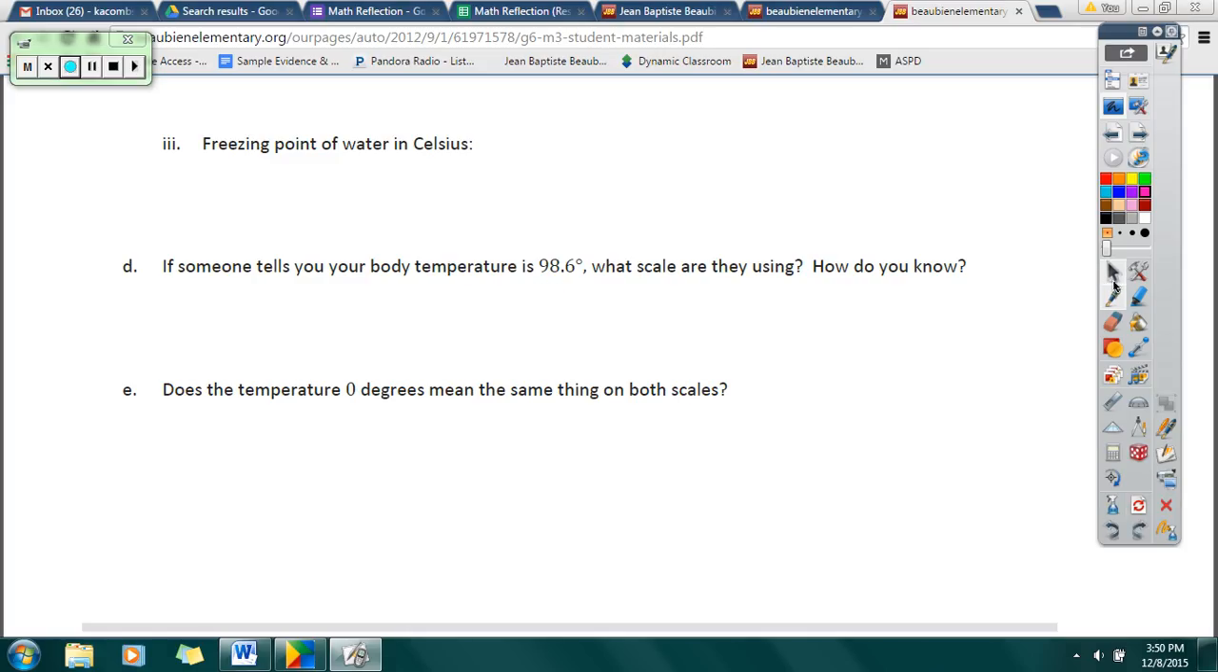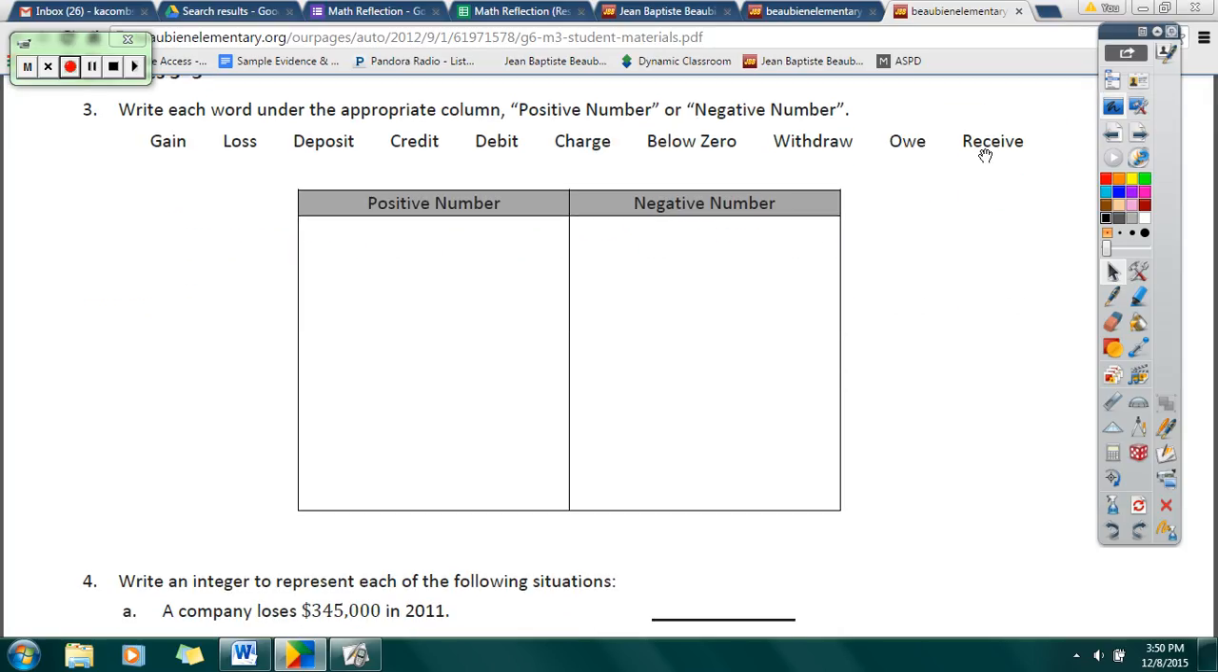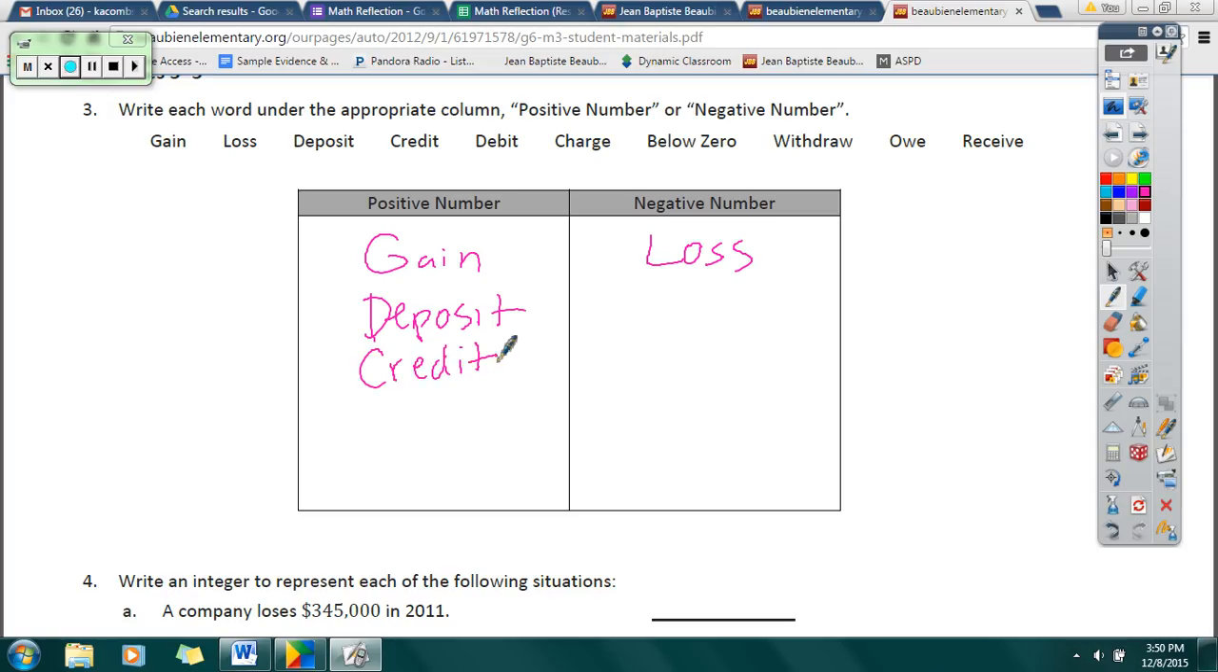Okay, we're going to go into some key words here. Write down each word under the appropriate column. Gain, that's got to be a positive number. Loss, negative. Deposit, positive. Credit, if I get a credit to my account, that's got to be a positive. Some people can argue credit card is negative. Debit, if I use my debit card, it means I'm taking money out. Charge, that's got to be negative.